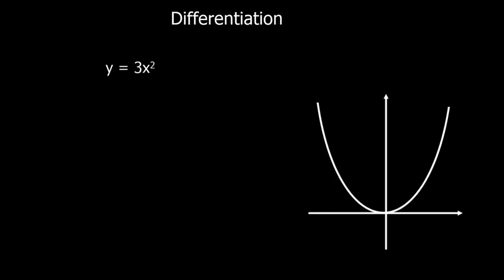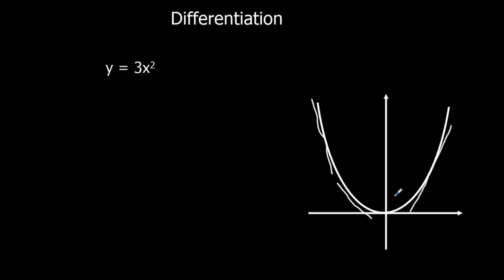Okay, this video is about differentiation. Differentiation is the process that we use to find the gradient of a point on the curve. So here I've got a curve y equals 3x squared. You can see by looking at this, if you draw a tangent at different points along the curve, the gradient is different. So the gradient changes at different points of the curve.